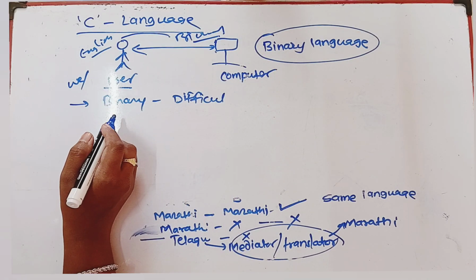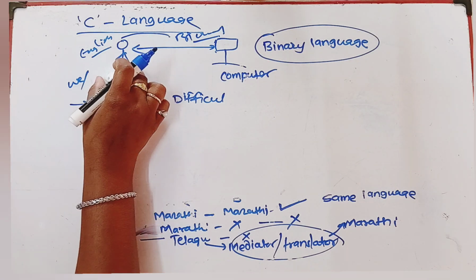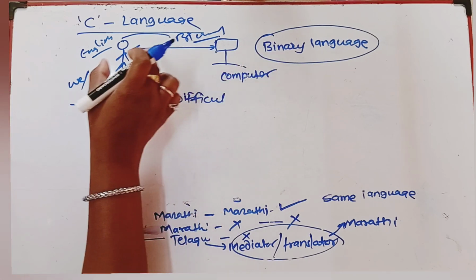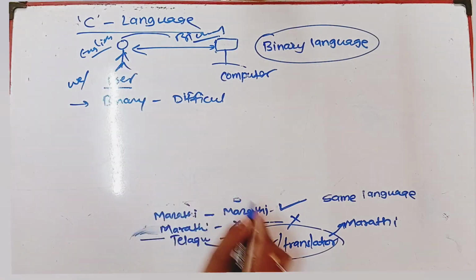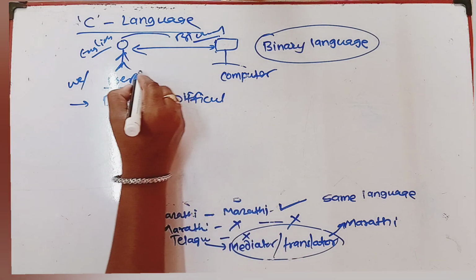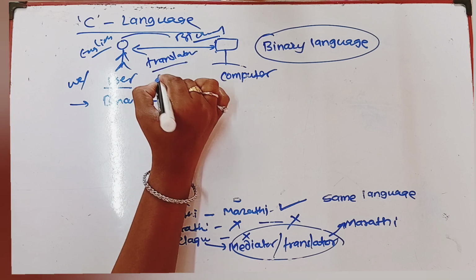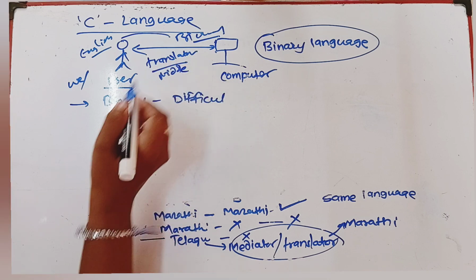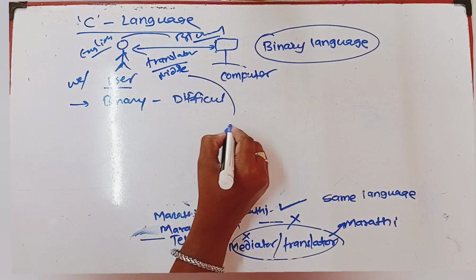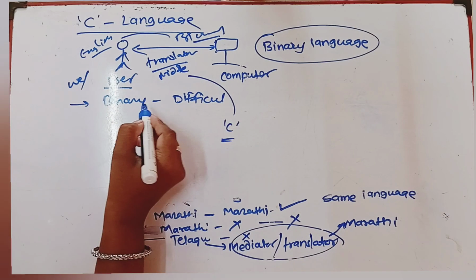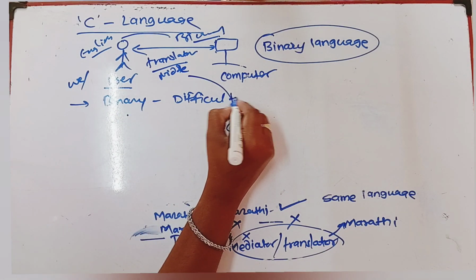So meaning is, we do not understand the language of the computer, and the computer does not understand the language of the user. So there should be what? There should be a translator. The translator will translate this, there should be a middle way, and that middle way is our C language. Okay. So learning binary was a difficult task.